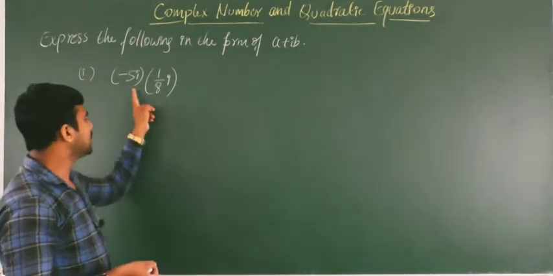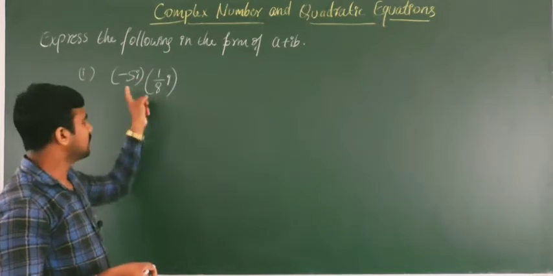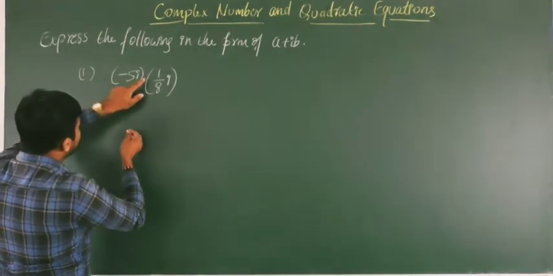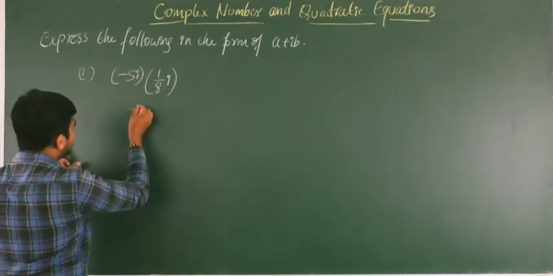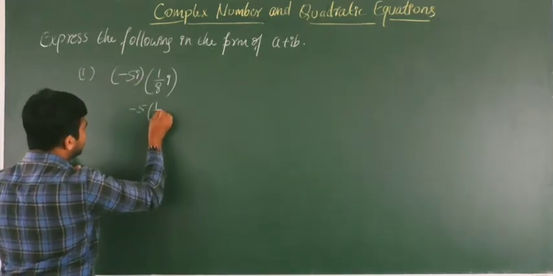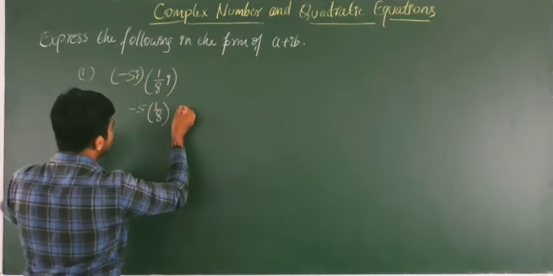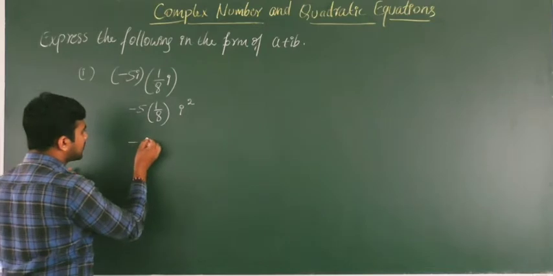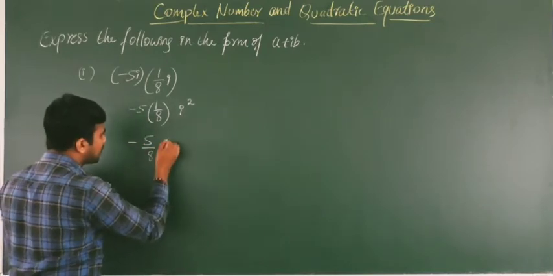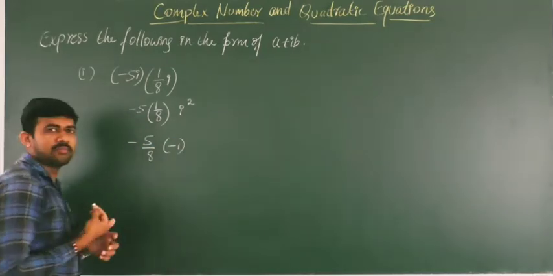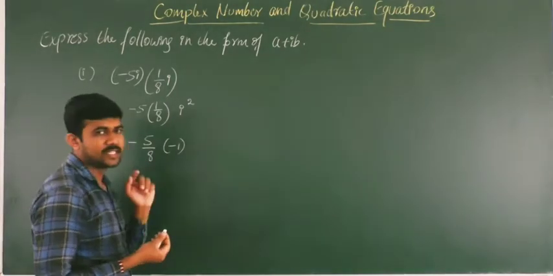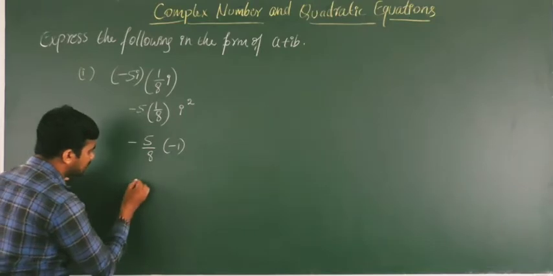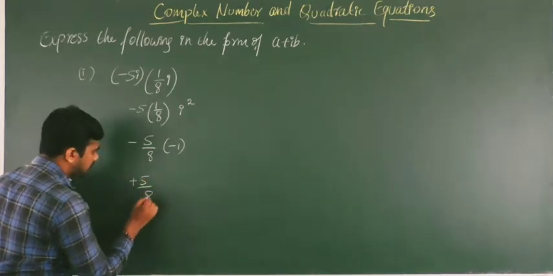So multiply the numbers with each other and i with i only. Then what you'll get: minus 5 into 1 by 8, and i into i, that is i square. This is nothing but minus 5 by 8 into i square. The value of i square we already know by the powers of i, its value is minus 1. So now minus 5 by 8 into minus 1 is nothing but plus 5 by 8.